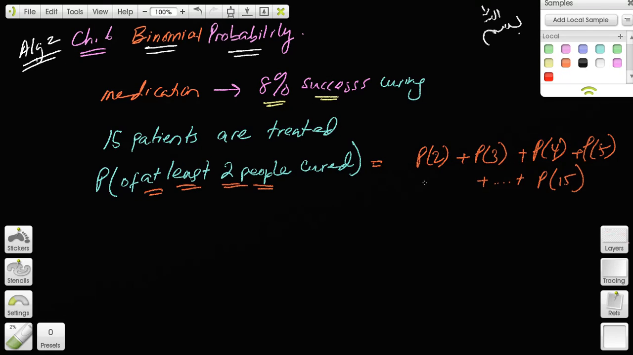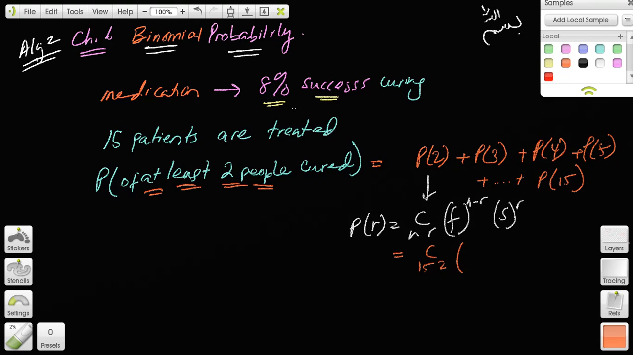Now, the probability of 2 people being cured from the binomial theorem is easy. The probability of r events is n choose r, times the probability of failure to the n minus r, times the probability of success to the r. So for 2, it would be 15 choose 2, times 0.92 to the 15 minus 2, times 0.08 to the 2. That's the probability of 2, and you would have to do that for every single one of these and add them all up. That sounds like a very long problem, right?